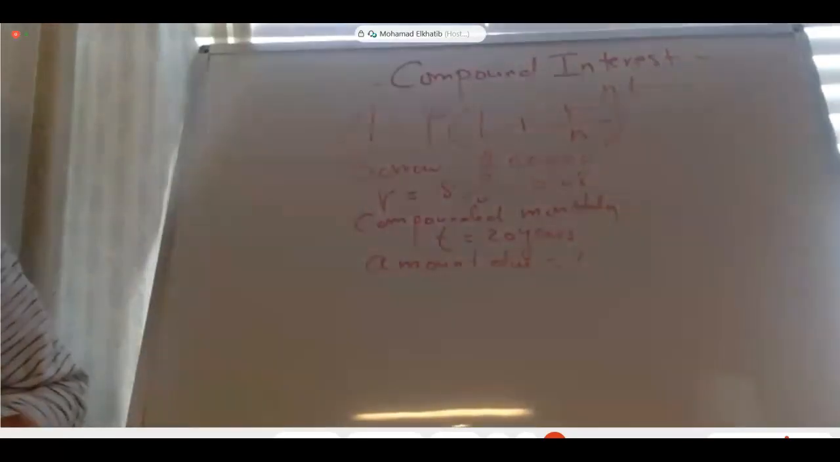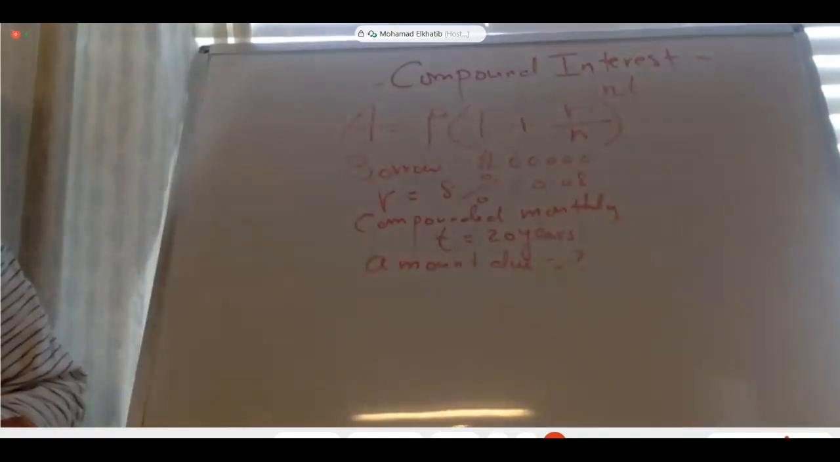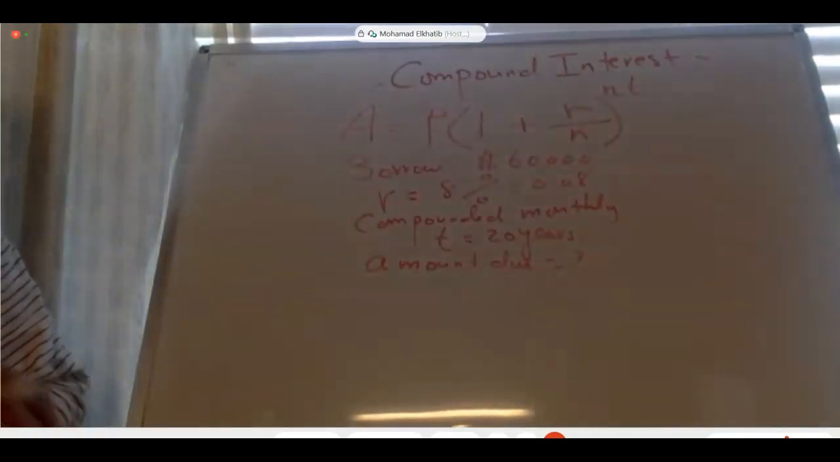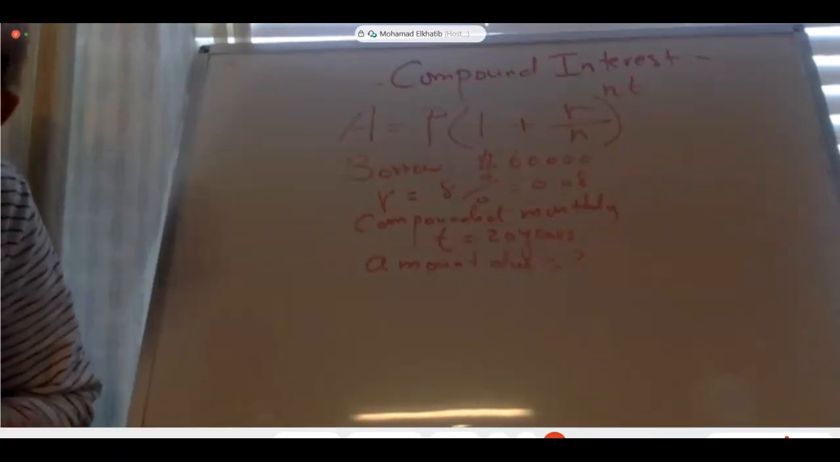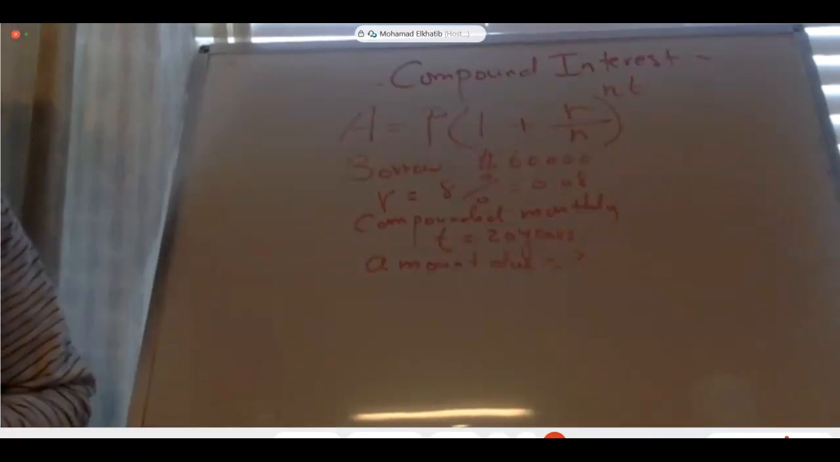Students last semester got the answer wrong. Why? Because they don't listen. I already told you, you never leave the answer in percent. You have to make it a decimal by dividing by 100, okay?